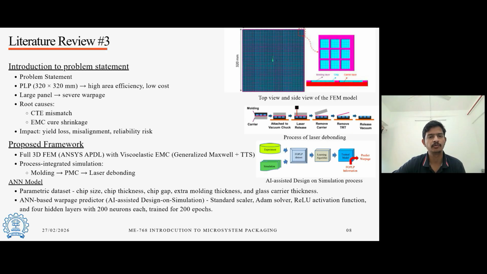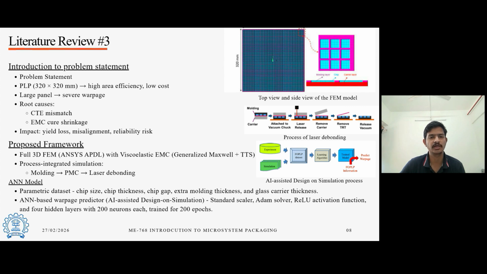For the study, I reviewed a research paper that investigates warpage estimation in panel-level packaging using AI-assisted design and simulation. The focus is on a 320 by 320 mm PLP structure and one major challenge, severe warpage. Panel-level packaging provides several advantages, including higher material utilization due to its square geometry, lower manufacturing cost in mass production, and increased I/O capabilities.